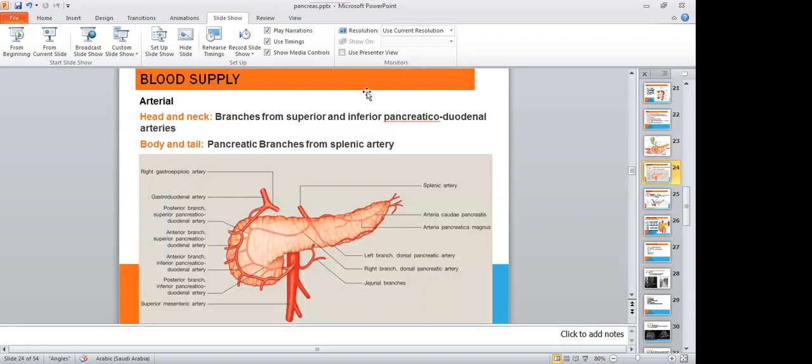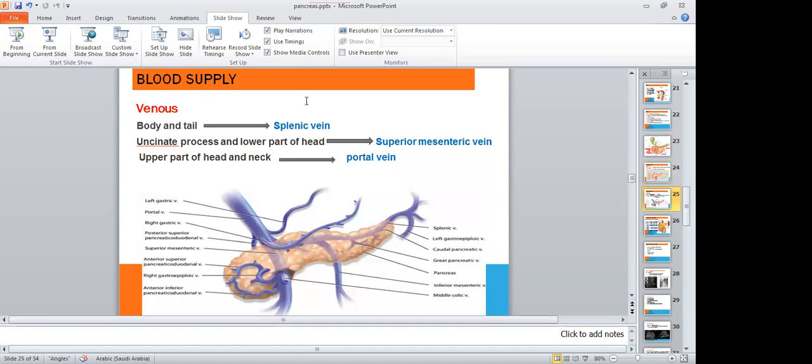The blood supply, the arterial: the head and neck are supplied by branches from the superior and inferior pancreaticoduodenal arteries. This is the superior, posterior, and anterior, as we said, with the anastomosis with the inferior pancreaticoduodenal artery with its anterior and posterior branches, while the body and tail receive pancreatic branches from the splenic artery, which are the right dorsal pancreatic artery, left dorsal pancreatic artery, cauda pancreatis and pancreatica magna.